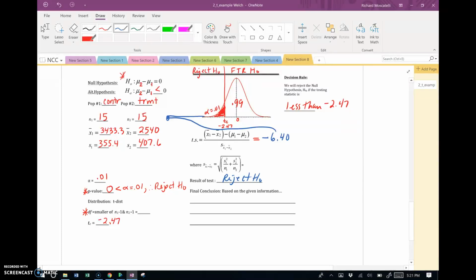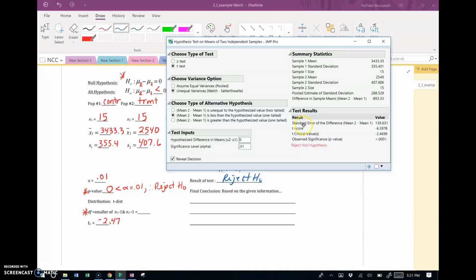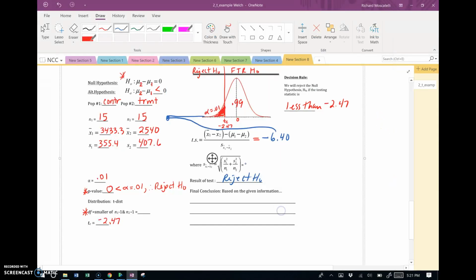Now, the standard error, Jump gave us that too. Right here, the standard error of the difference, 139.631. So this value here is 139.631, and this value is going to get substituted in there if you were to work that by hand. Now you might wonder, why do I even need to write that down if Jump is just giving me my testing statistic? Well, if you want to work the confidence interval by hand, or if you just want to have a better understanding of what's going on in terms of calculating the testing statistic, it's nice to know that value.